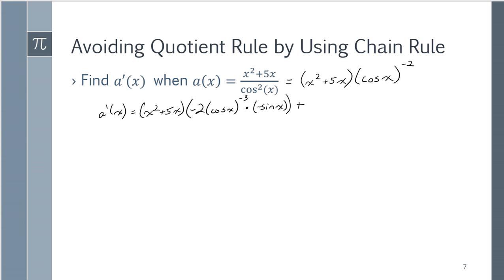and then plus second, cosine of x to the negative second, times the derivative of the first, 2x plus 5. And there is my derivative.